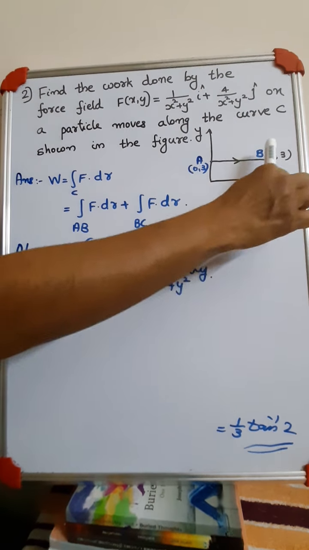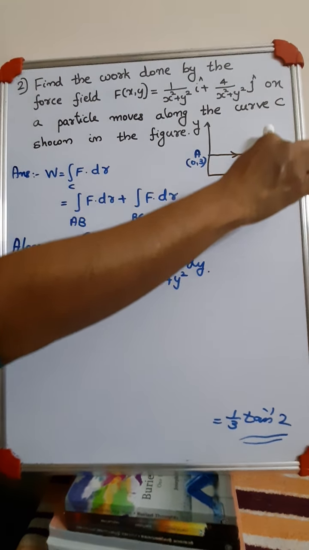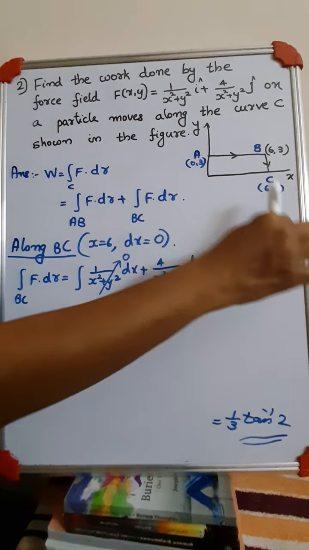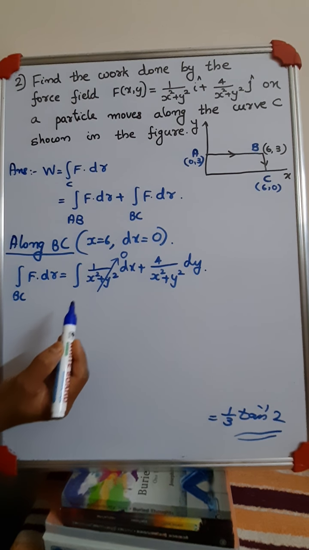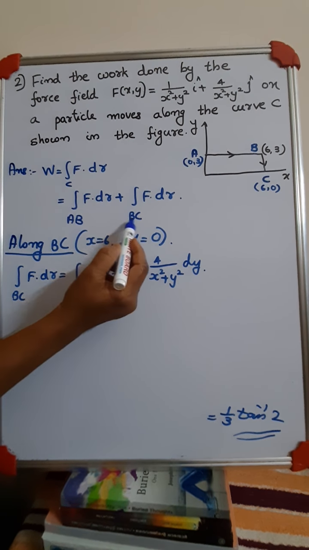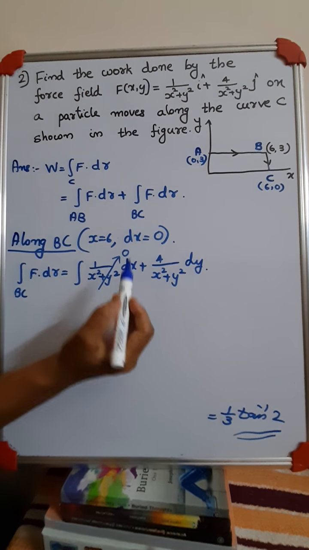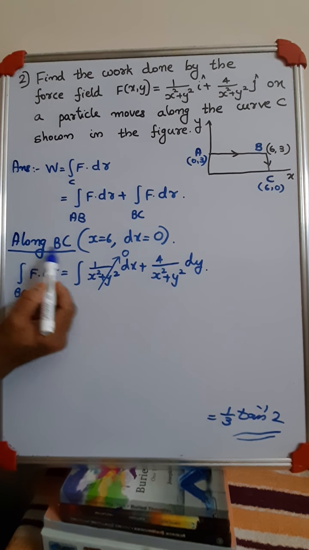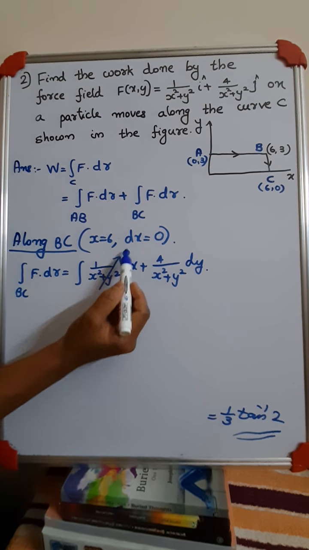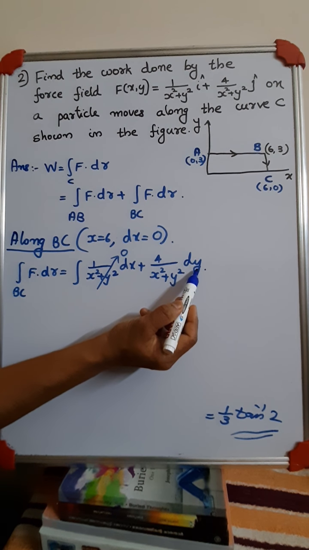Along BC, the straight line BC is a straight line parallel to y-axis and passing through the point x equal to 6. So, equation of the straight line BC is x equal to 6. x equal to 6 means dx equal to 0. Then integral over BC of F dot dr is equal to integral 1 by x square plus y square dx plus 4 by x square plus y square dy. Along BC dx equal to 0, so first term vanishes and second term becomes an integration with respect to y.